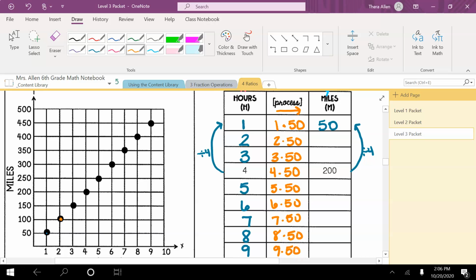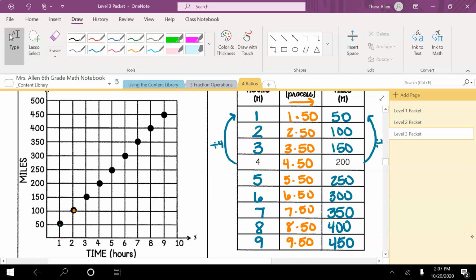If I keep on going, I will end up with finding my miles, which we know actually does match up to the graph, but it does not always. So 2 times 50 is 100. 3 times 50 is 150. We already have 4 times 50. 5 times 50 is 250. 6 times 50 is 300. 7 times 50 is 350. 8 times 50 is 400. And 9 times 50 is 450.